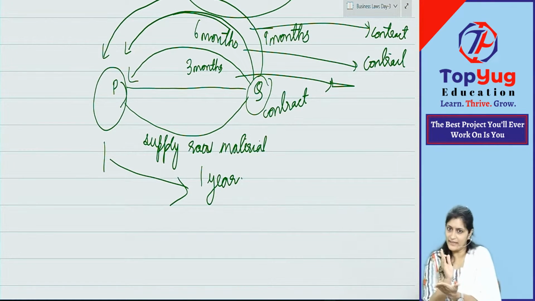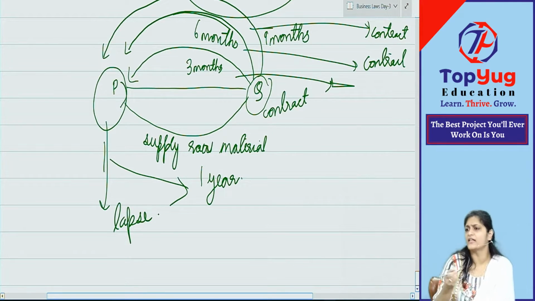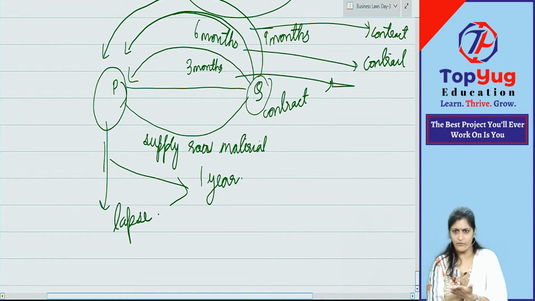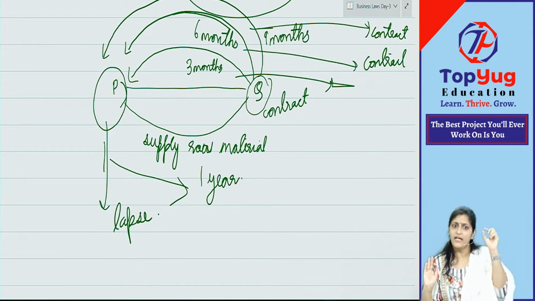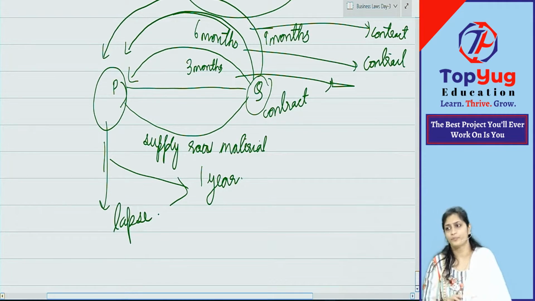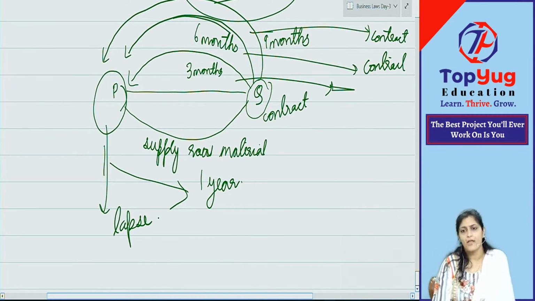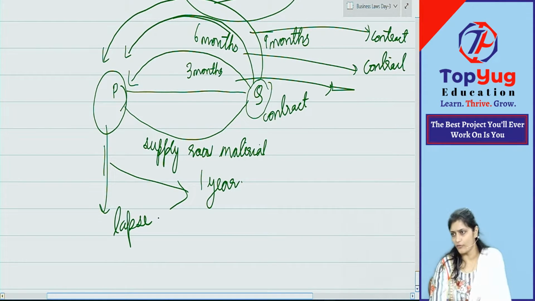the offer was valid only till one year. After one year, what will happen to this offer? This offer will lapse. Automatically, it will come to an end. After expiry of that one year, automatically, what will happen to the offer? It will come to an end. If there is no offer, can there be any acceptance to that offer? Clear with this? Yes or no, everybody? So this is regarding that standing offer, continuing offer, or open offer.